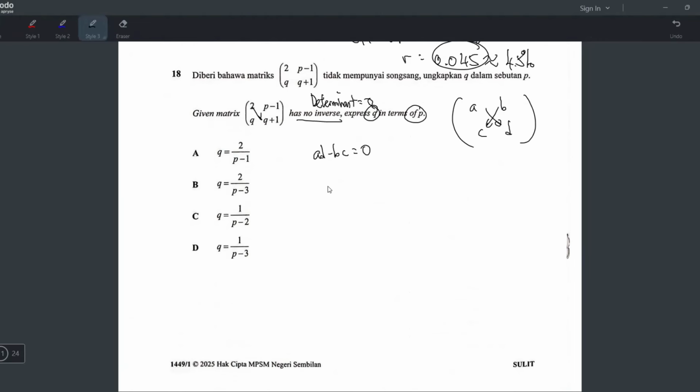So 2 times Q plus 1 minus B times C, P minus 1 times Q equals 0. Okay, kalau nak darab yang ni, satu term nak darab dua term, dia kena darab macam ni. 2Q plus 2. And then this one satu term darab dua term, darab masuk negative PQ plus Q equals 0.